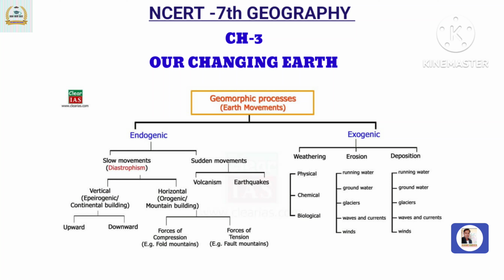The geomorphic processes, that is the earth movements, are of two types. They are due to the endogenic forces and the exogenic forces. The endogenic forces produce slow movements and sudden movements that create continent building and mountain building. The mountains may be fold mountains and fault mountains. Exogenic forces work through weathering, erosion and the deposition of material.